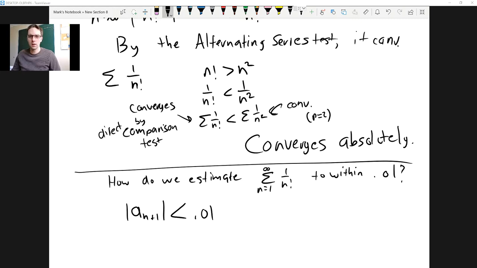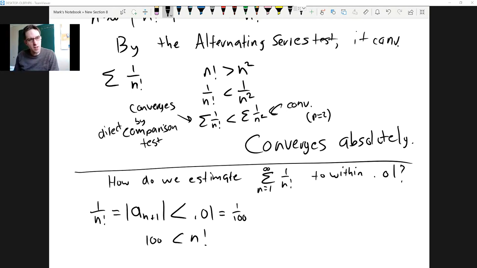All right, and so we're looking for a term where 1 over n factorial is less than 0.01, or another way of saying that would be, well, that 0.01 is 1 over 100. So we could say that 100 is less than n factorial. And well, that's an equation that you can't really get n by itself very easily.